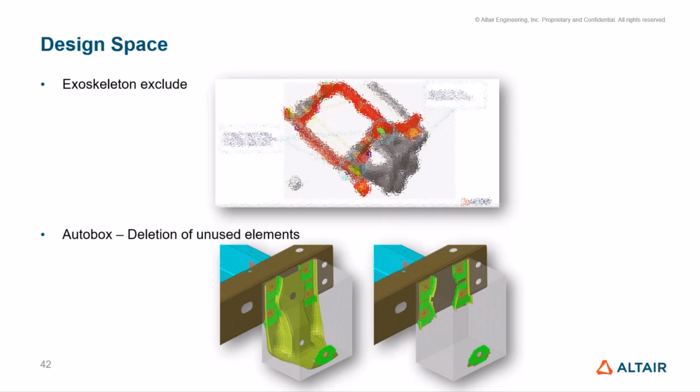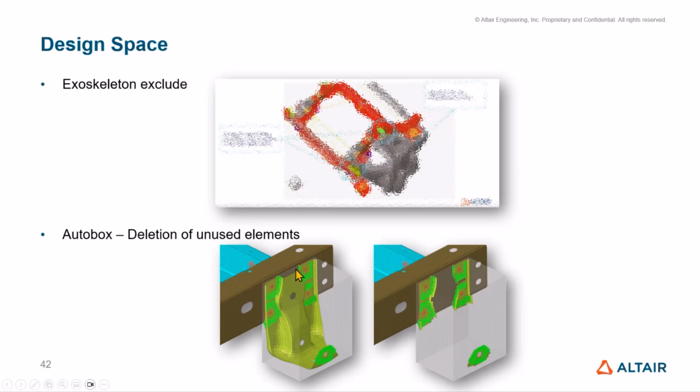A couple of other things. In exoskeleton, we added the exclude function so that we guarantee that a 1D exoskeleton element is not passing through an excluded part or body, which is obviously important for load path definition. You can't have a load path running through something. So we've added that.